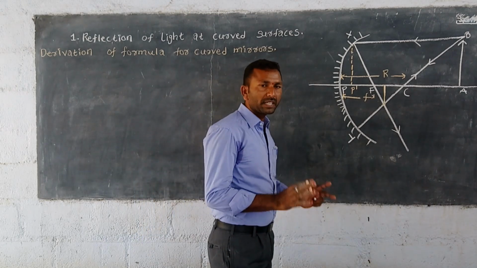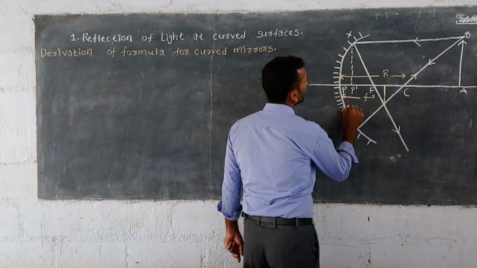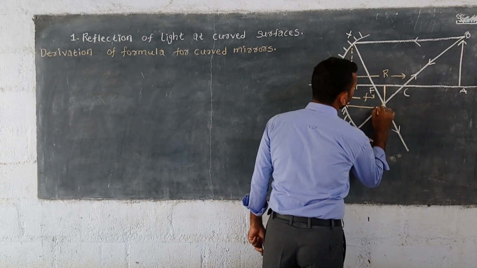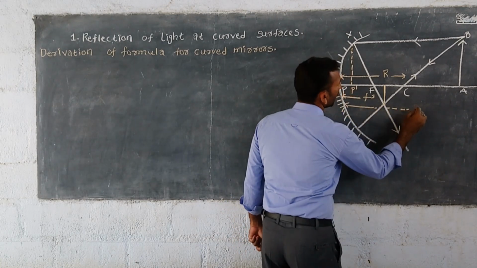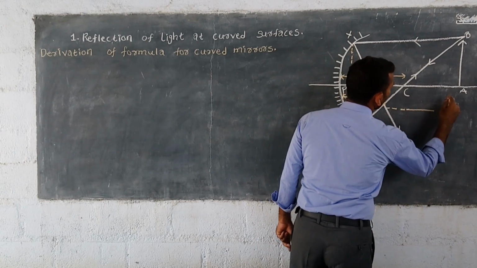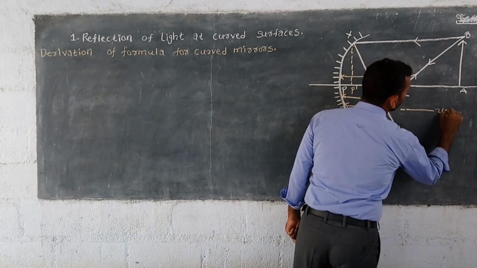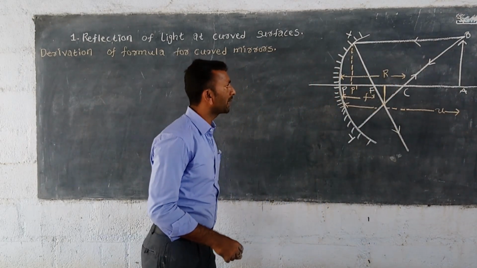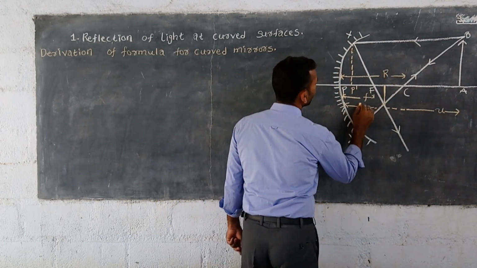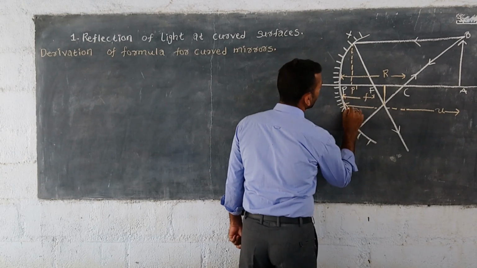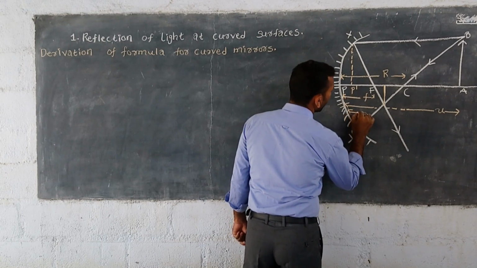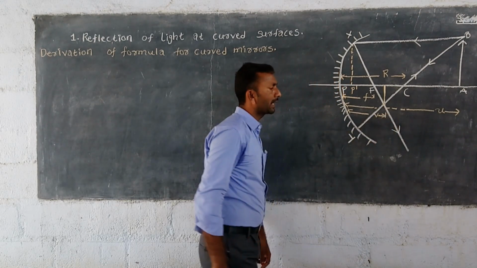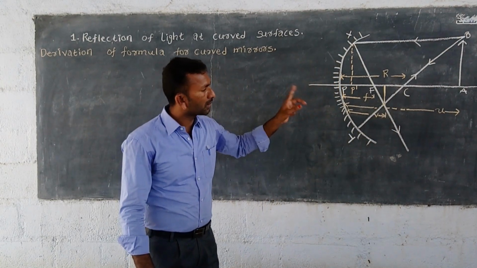And the distance between the pole of the mirror and the object is called the object distance, indicated by u. The distance between the pole of the mirror and the image is the image distance, indicated by v. This is about the picture.